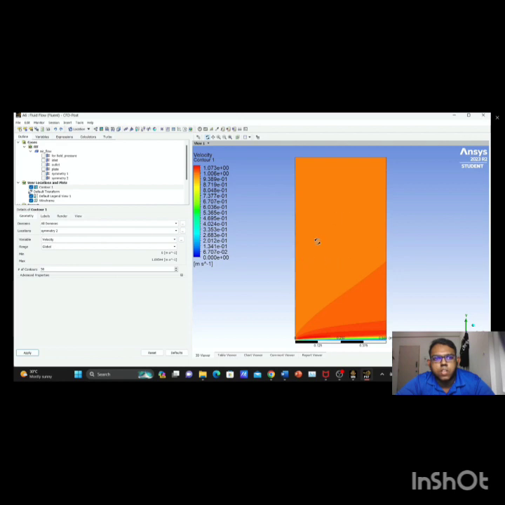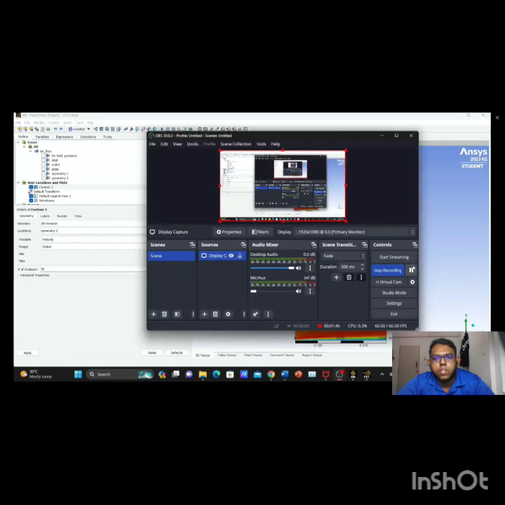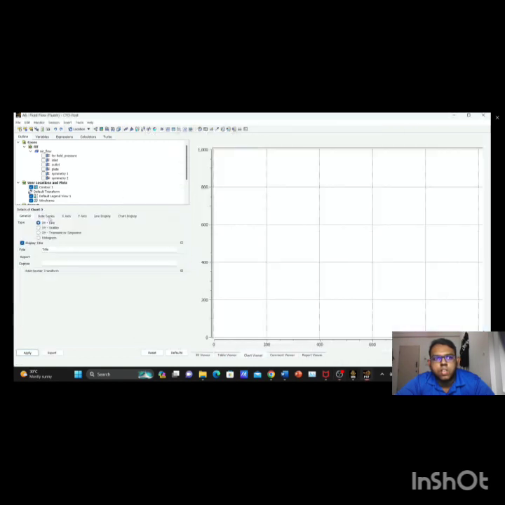That is the velocity contour, you can change it by changing the variable to velocity. This is the velocity contour for the graph.